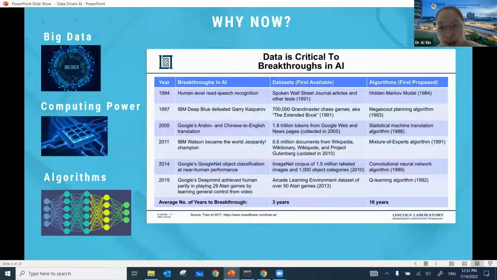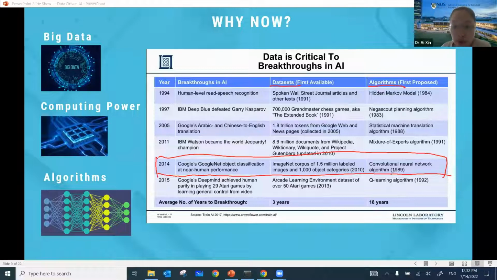And then you may ask, why now, right? This is a table Lincoln Laboratory developed to show data is very critical to AI breakthroughs. They list some very famous AI breakthroughs and also list the time the data was assembled and the time the algorithm was developed. So I'll let you focus on this one.